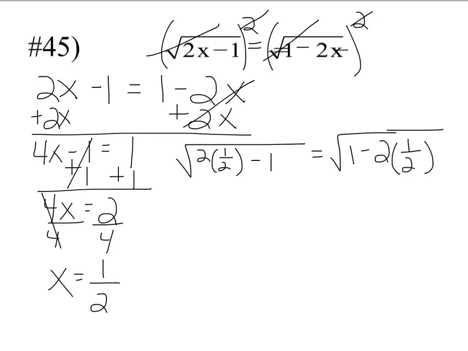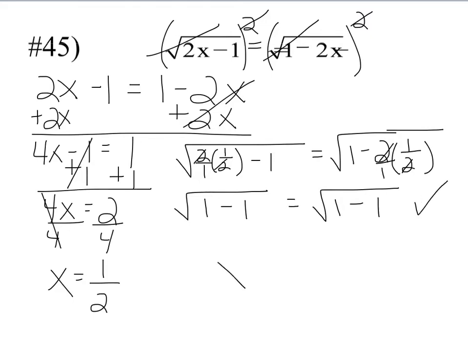And this actually works out pretty nice for us. If you put your 2 over 1, you can see that these just cross-cancel each other, leaving you the square root of 1 minus 1 equals the square root of 1 minus, if I do the same thing here, my 2's cancel, leaving me just the square root of 1 minus 1. And you can see at that point that they're the same on the left and the right. So you know that x equals 1/2 is a good answer.